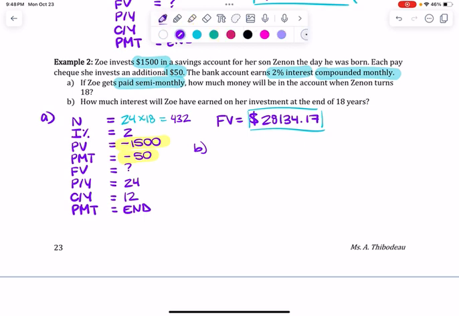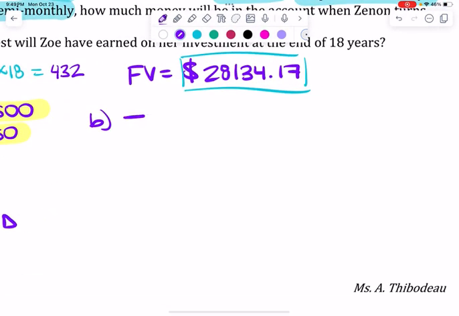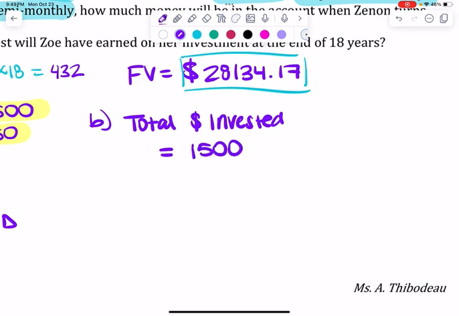So instead, we need to figure out how much she actually invested. So I'm going to do that calculation here. Total dollars invested. And there's no official formula for this. I like to kind of make one up. But how this looks is we take a look at the original amount she invested, that $1,500. And it's not negative here because the calculator needed the negative to tell me the direction of the money. But in real life, that money isn't a negative value.